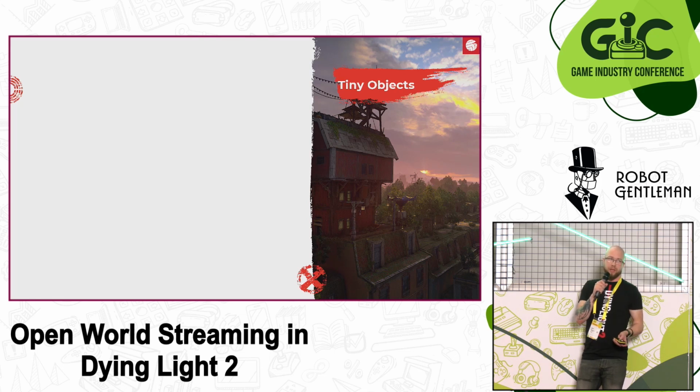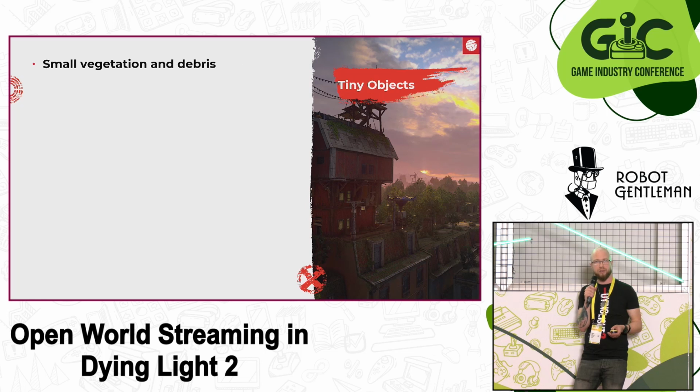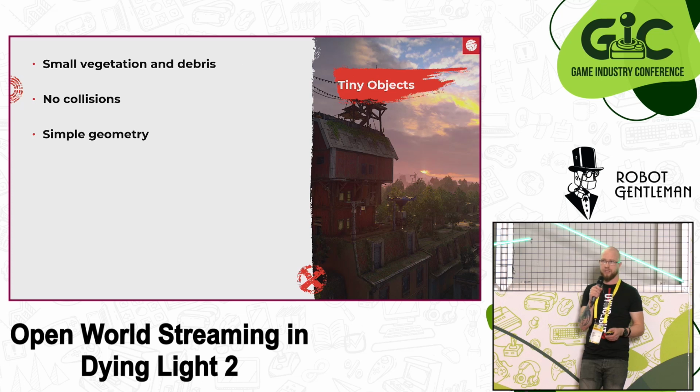To save memory and some rendering power, we also have a technology called Tiny Objects. Tiny Objects is a dedicated system that is used for small vegetation and debris that is spawned around the player. These are objects that have no collision, must be simple geometry, so they cannot have skinning. They have some vertex limitations that they must follow. And we never save their positions. We just save 2D density maps of them in world space.